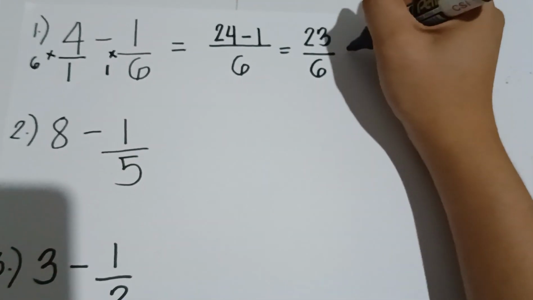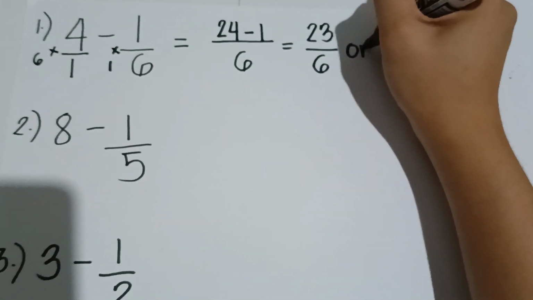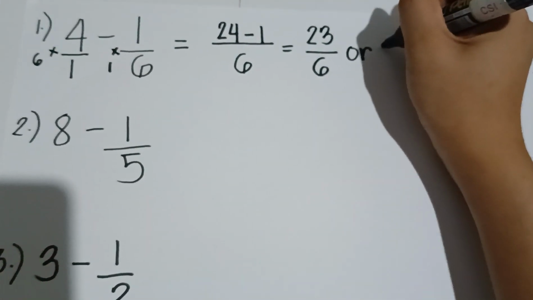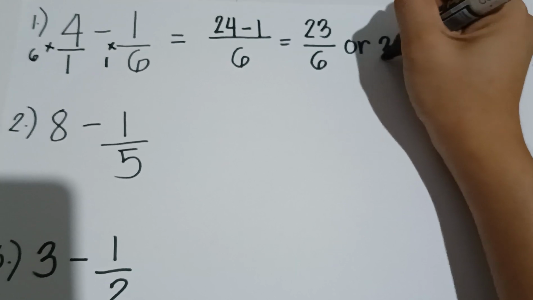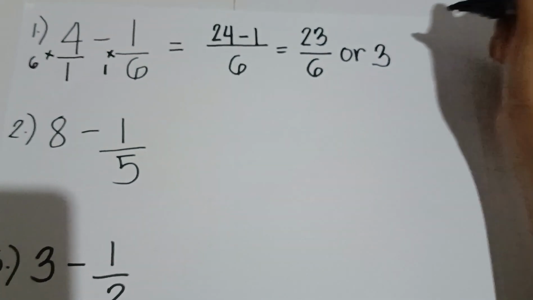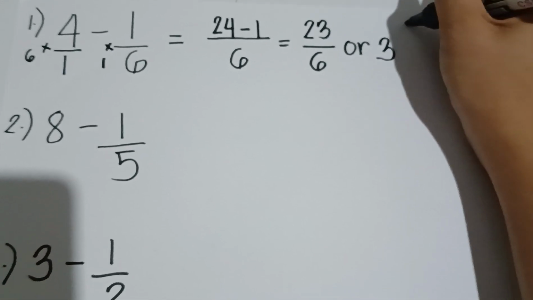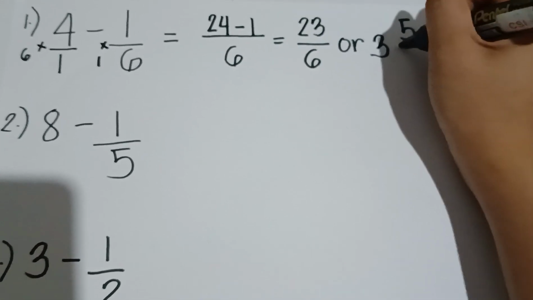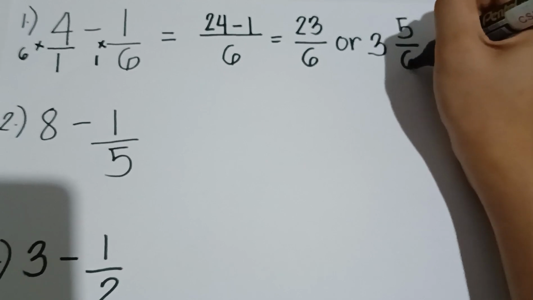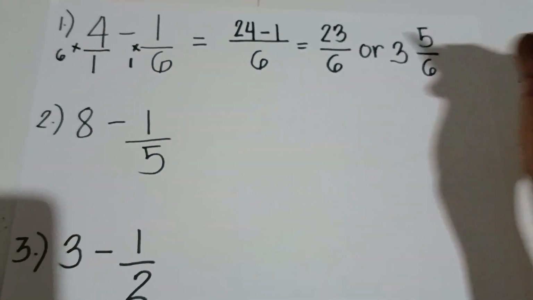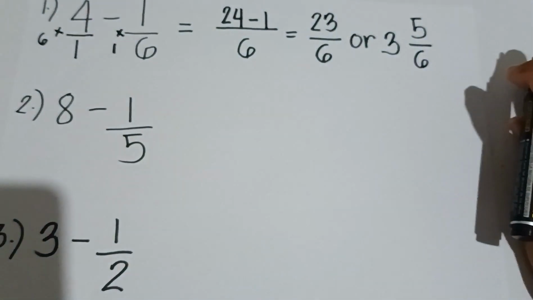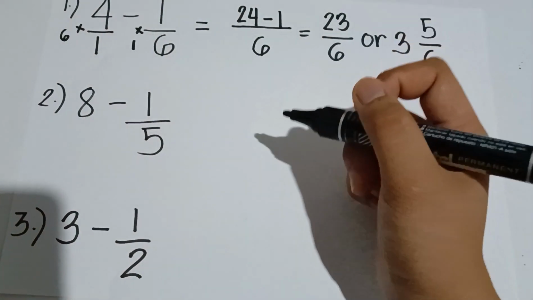Or, let us simplify our answer by finding how many 6s are there in 23. There are 3 sixes. 6 times 3 gives us 18. And then, how many are left in the 23? So we have 5 all over 6. So your final answer is 3 and 5 over 6.